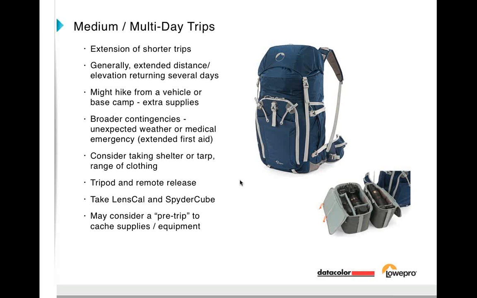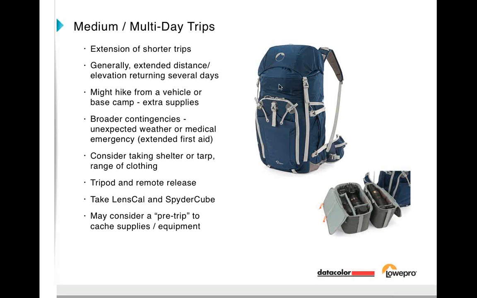It's amazing. Consider taking a shelter or tarp, shelter meaning a tent, or tarp and a range of clothing, a tripod and remote release, and perhaps even an intervalometer or a device that lets you take time-lapse photography. Take the lens cal and spider cube. They're probably the smallest part of your kit and the lightest, and they will serve you well in terms of managing your capture of the images that you want. And again, you may want to consider a pre-trip to cache supplies or equipment.